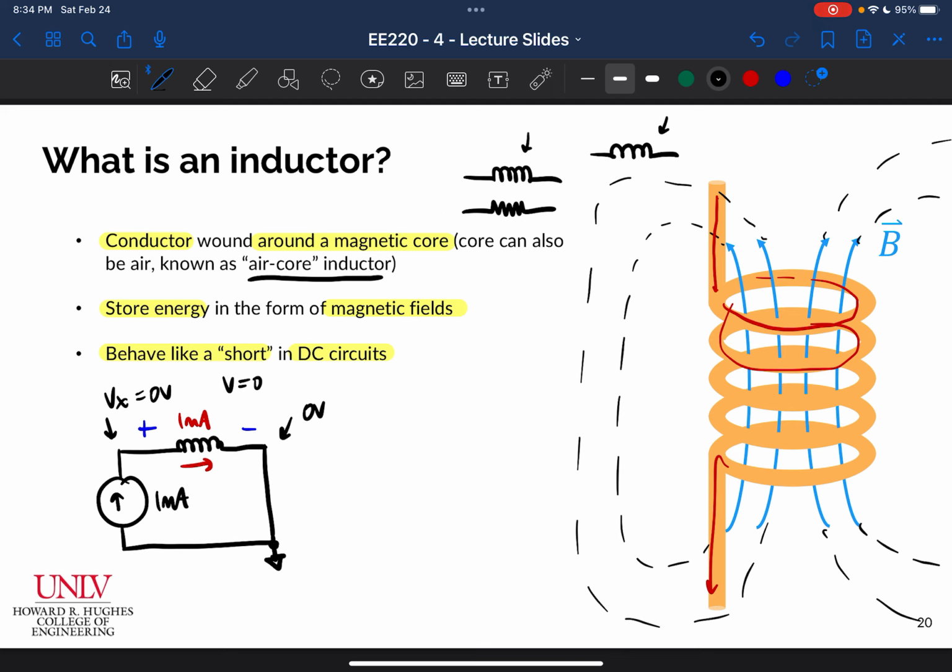So I'm going to wrap this video up right here, and in the next video, I'll talk a little bit more about the parameters that set the inductance, which is the metric we use to measure how an inductor stores energy.